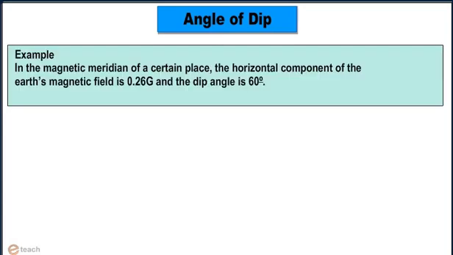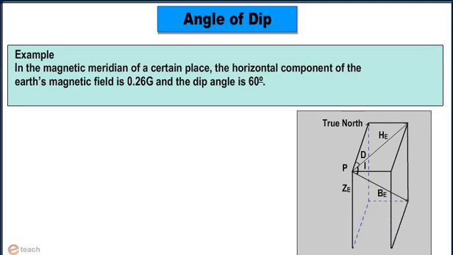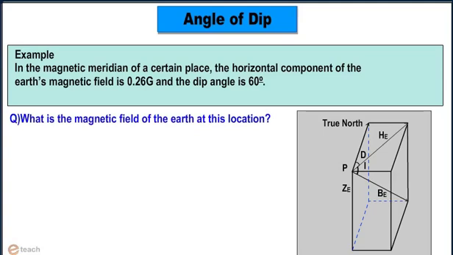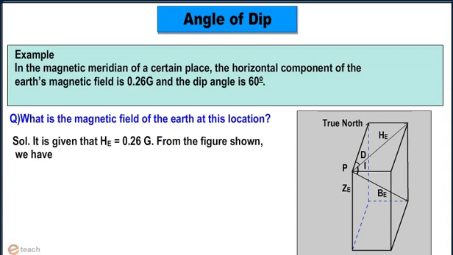Example: in the magnetic meridian of a certain place, the horizontal component of the Earth's magnetic field is 0.26 and the dip angle is 60 degree. What is the magnetic field of the Earth at this location? Solution: it is given that HE is 0.26. From the figure shown, we have cos 60 degree is equal to HE by BE. So, BE is equal to HE by cos 60 degree, which comes out to be equal to 0.52.